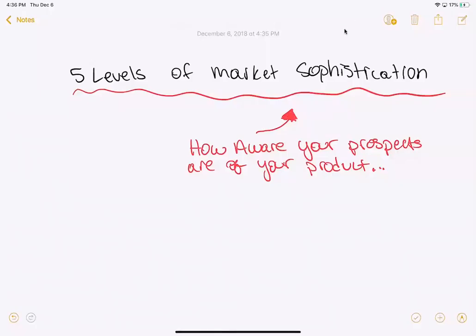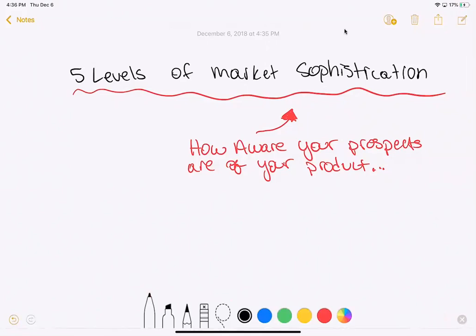Welcome to the training. Basically, this training is going to be about the 5 levels of market sophistication, as you can see from the title. So what does this mean? What is market sophistication? This literally just means how aware your prospects are of your product, your service, whatever you're selling. That's what market sophistication is. So there's 5 levels of this awareness, of this sophistication, in every single market. And that's what we're going to dive into really quick.